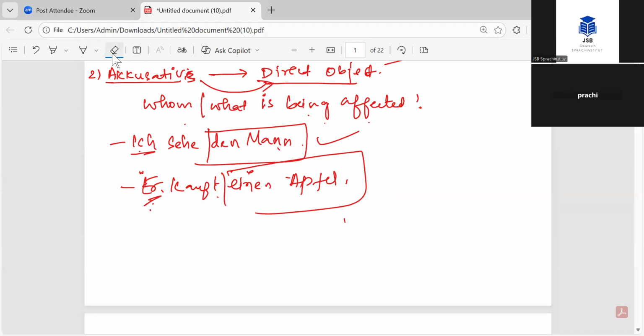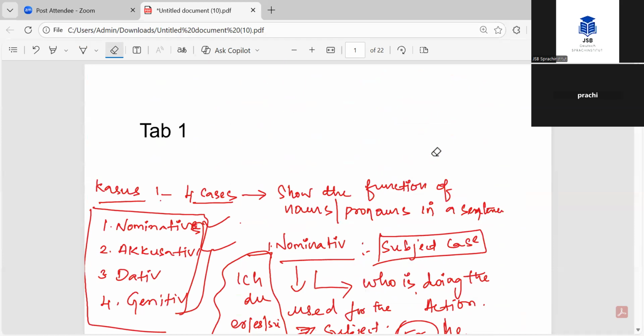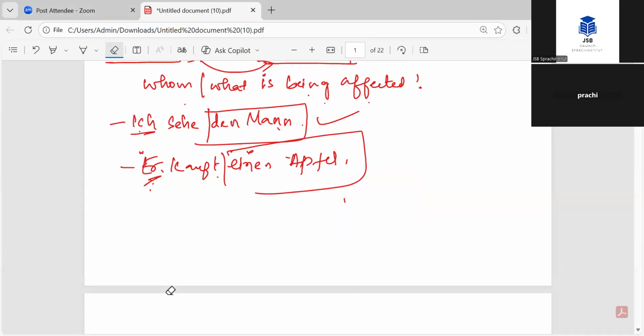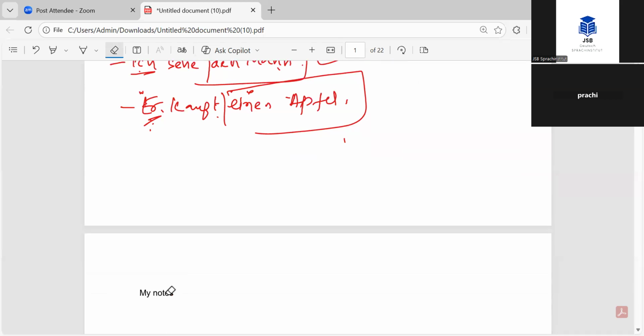In nominative, we can see the article, whatever we read, right? So masculine, feminine. In nominative, I will teach you first. Okay, clear nominative and accusative. So nominative is the subject case, who is doing the action, used only for subject. Accusative is the direct object case, who or what is being affected, used for the direct object.